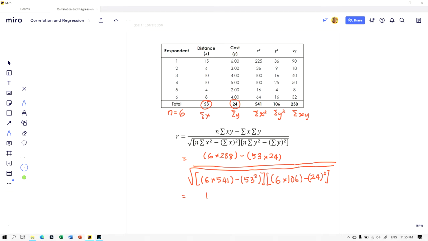This is 1428. 6 times 238 is equals to 1428, minus 53 times 24, which is 1272, divided by the square root of 6 times 541, which is equals to 3246, minus 53 squared, which is 2809, times 6 times 106, which is 636, minus 24 squared, which is equals to 576.